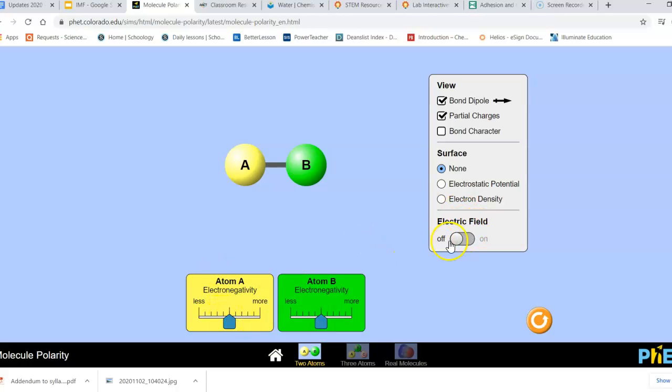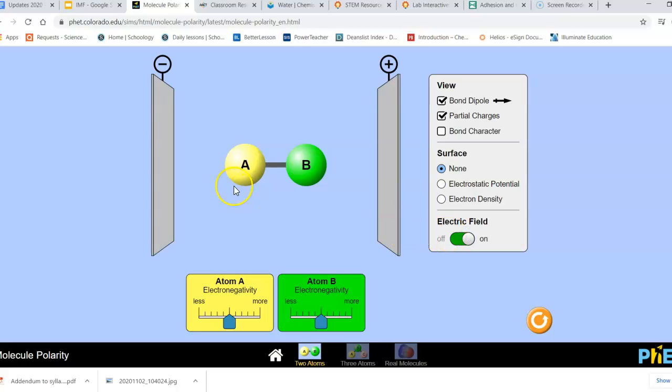The other thing that I'm going to show here, just to showcase charge, is an electric field. This is an electric field where one side is positive and the other side is negative. If I move the molecule around it, there's no repulsion and no attraction, because again, the molecule is nonpolar. It has no charge.